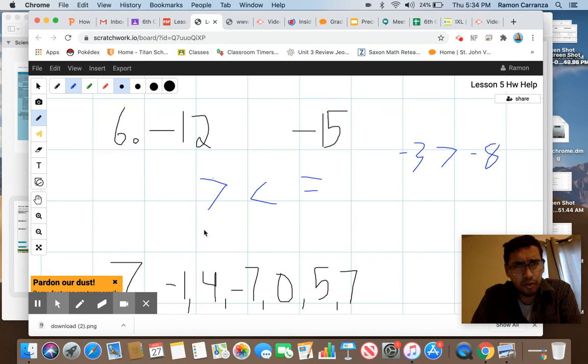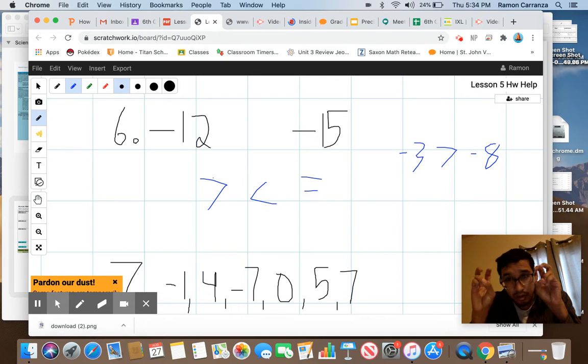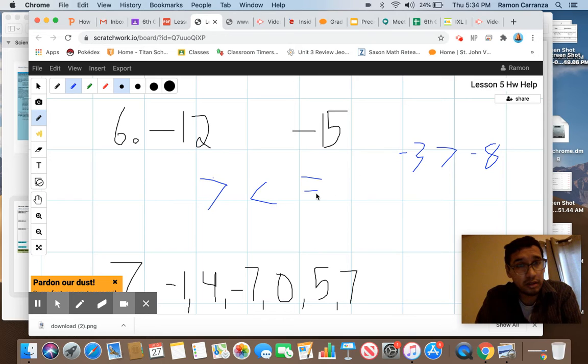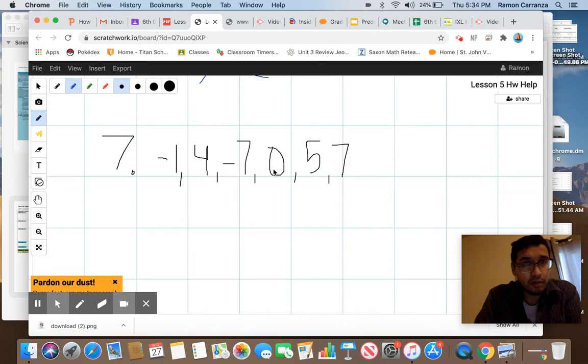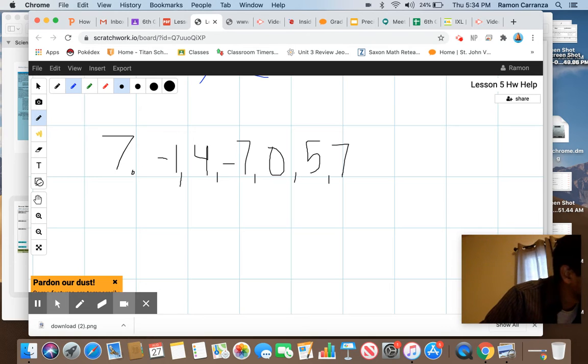So make sure you use the appropriate comparison symbol when comparing -12 and -15, keeping in mind that since they're both negative, the quote-unquote smaller one is actually the one that has the greater value here because it's closer to 0. For number 7, we want to put these in order from least to greatest.